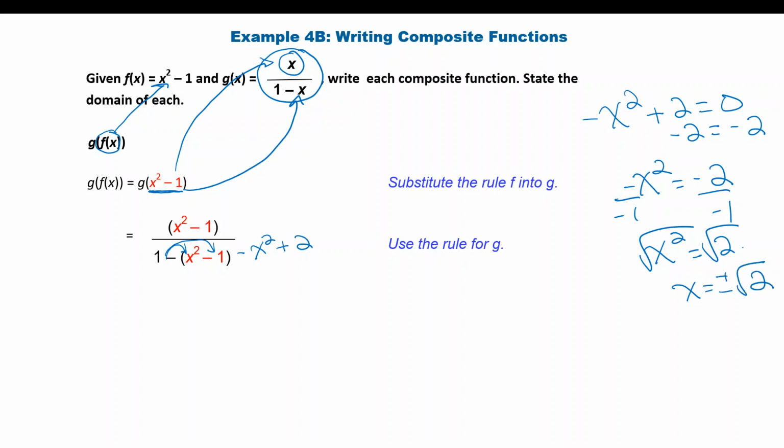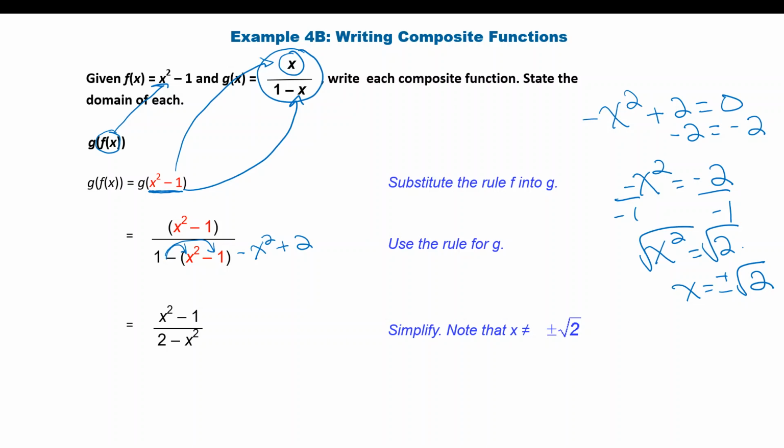So when x equals plus or minus square root of 2, it equals 0. And so we can't have that. So that's the only time that our x cannot equal. If x is plus or minus square root of 2, we get 0 and the whole thing's undefined. All right, so let's keep on moving.